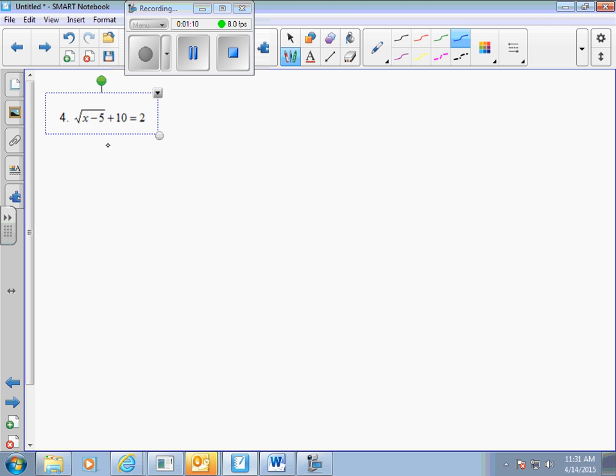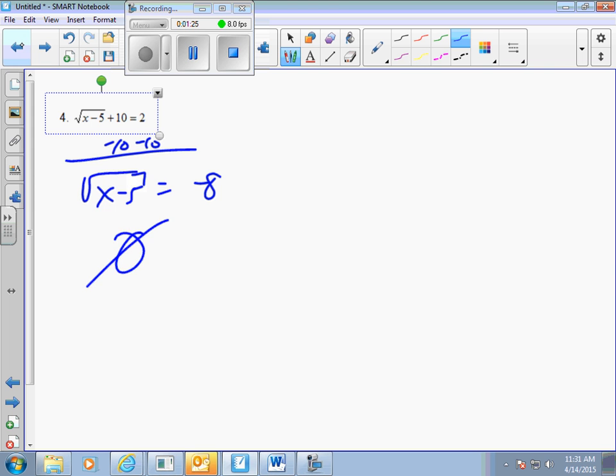Number 4. First thing we're going to do is get the radical by itself, so I'm going to subtract 10 from both sides, and I get the square root of x minus 5 equals negative 8. When a square root is equal to negative 8, we can stop right there and say no solution.